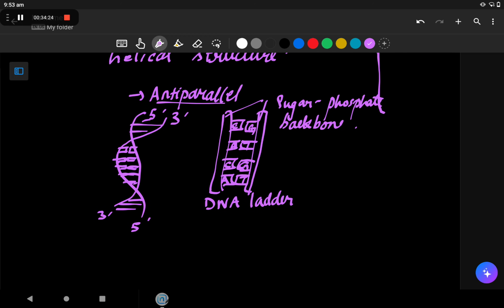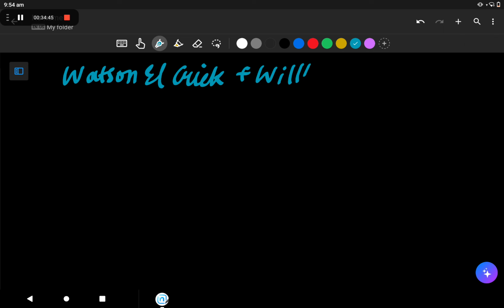Got it? Simple. This is what is called a double helix. This was the model which was proposed by Watson and Crick. Watson and Crick along with Wilkins received the Nobel Prize. Who was Wilkins? Wilkins was the one who gave the X-ray diffraction pattern, right? For the helical model of DNA, they got the Nobel Prize. Okay, just an extra information.